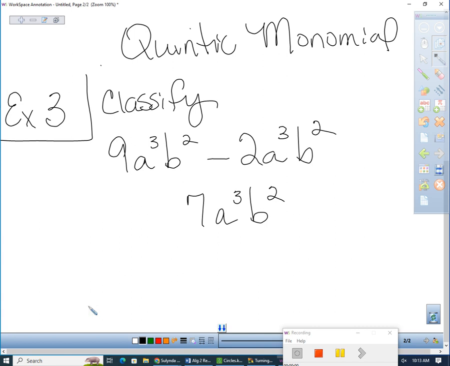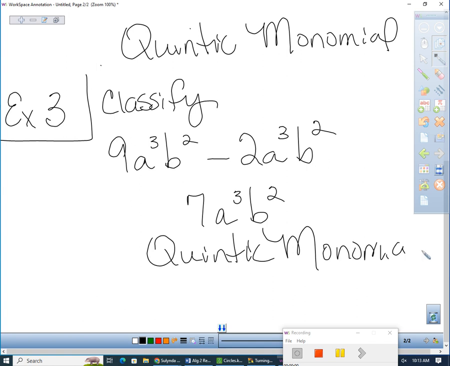Okay. So now we got to classify it, right? So it's a monomial, and it's got more than one variable in it, so what do we do with the exponents? We combine them together. 3 plus 2 is 5. What is the word for 5? Quintic. And again, it's a monomial. So any questions regarding classifying?